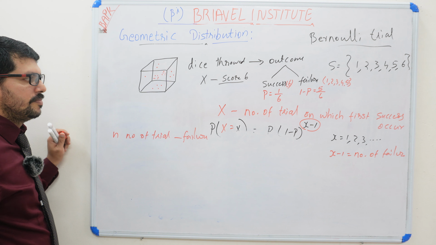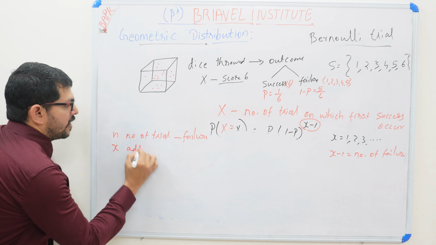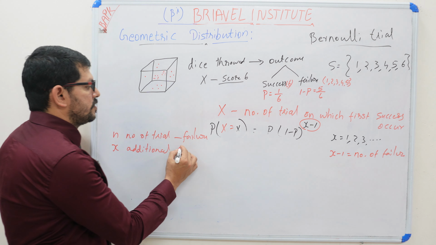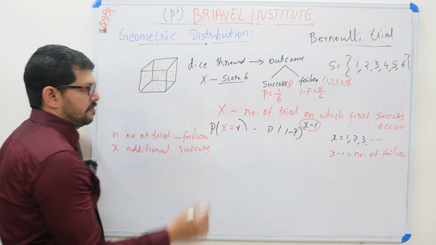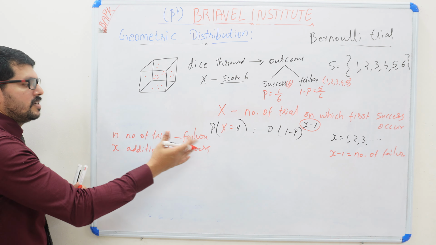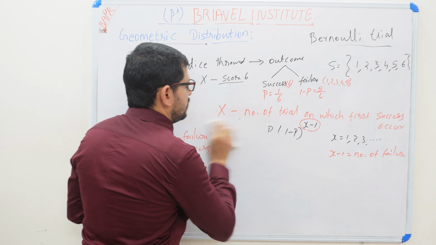Now they are asking how many additional trials are required to become a success. So there is some condition: n trials have failed and x additional trials are required to become a success. So how do we write this condition?